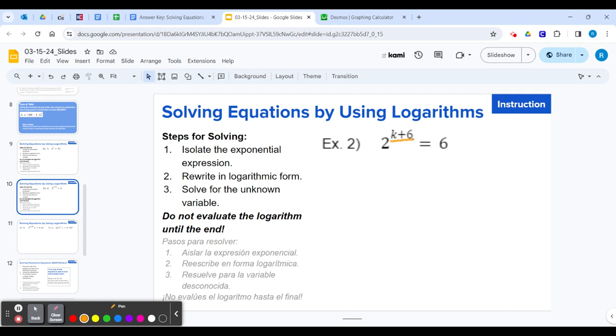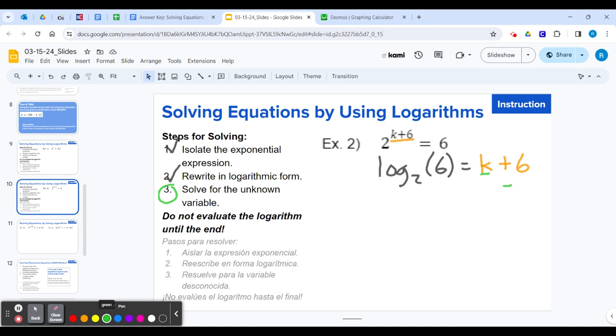So we don't have to worry about isolating the expression; it's already isolated. So we can just jump to rewriting in logarithmic form. I got log base 2 of 6, and that entire exponent here has to move to the right side of the equation. So we get k plus 6 on the right side. That's our entire exponent, so it all shows up on the right there. So rewriting in log form is done. And now this is where we're going to need to solve for our unknown variable. And that means k, we want to get k all by itself.